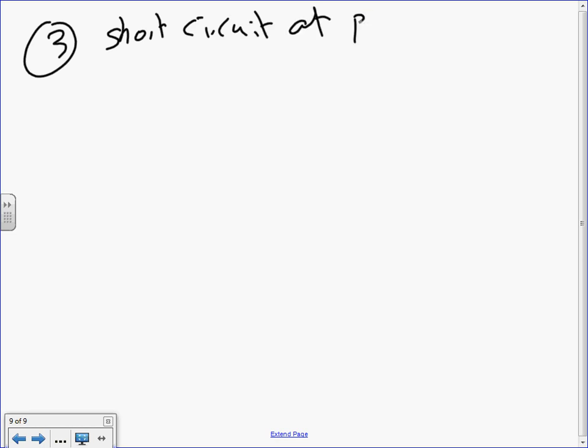Short circuit at point number 3. Short circuit at point number 3, guys. The first thing you need to do is what? The M factor.